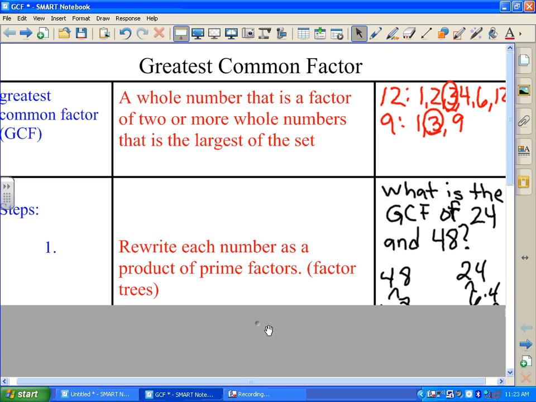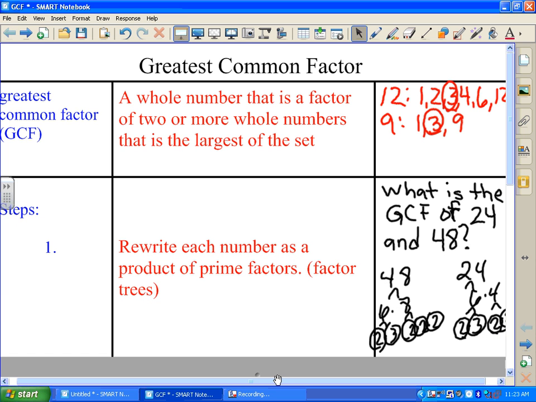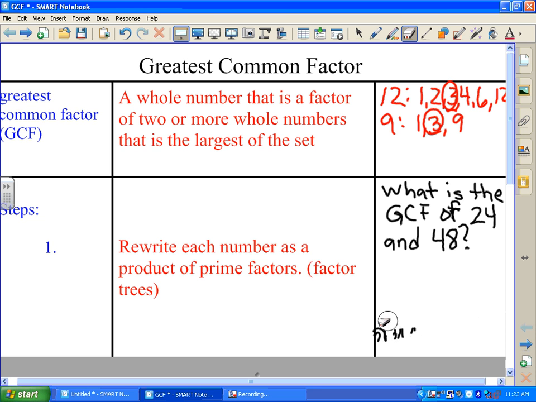Now, step number 1 is simple. You're just going to rewrite each number as a product of prime factors. It's what we did on Friday. You're going to do factor trees for the two numbers.